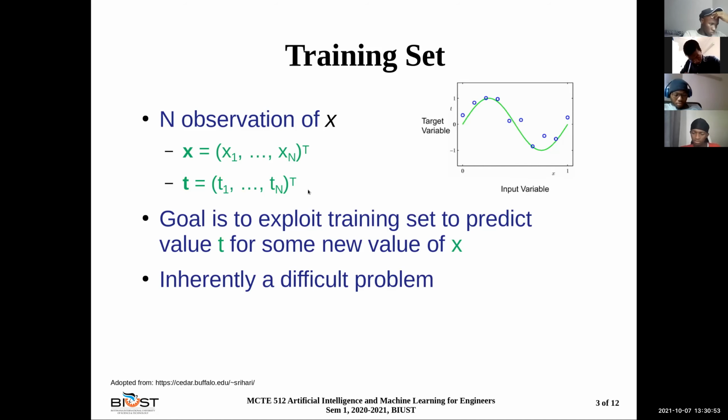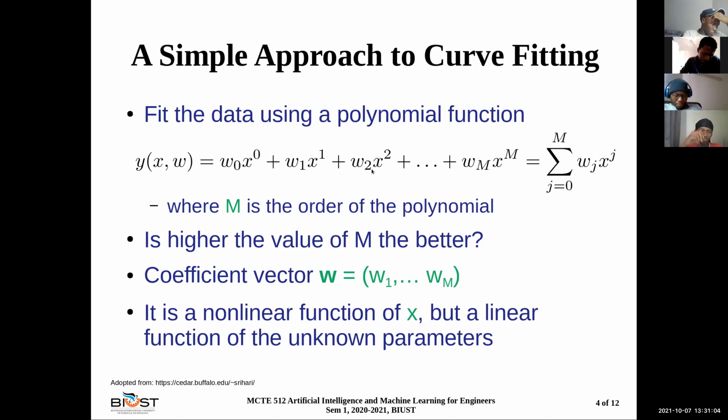So given x and t, x being the horizontal axis and t being the target values, what is the polynomial? We know this already: the equation of the polynomial with weights w0, w1 x to the 1, w2 x to the 2, and so on. It is the summation of all the weights multiplied by the input. Now the question is, what is the value of m, the degree of your polynomial? That's the first question. And what are the values of your w? This is the second question.